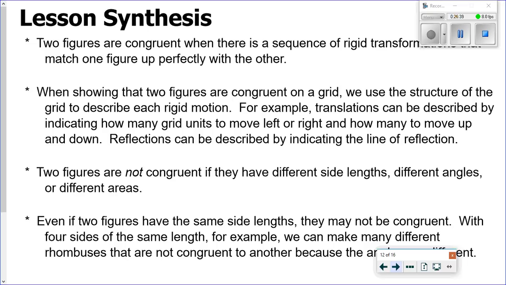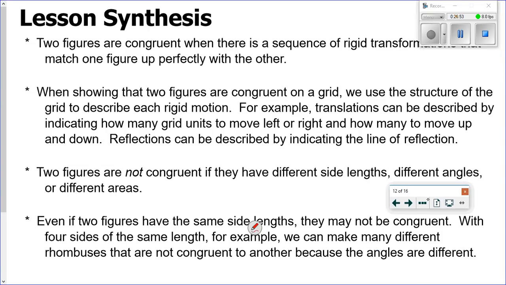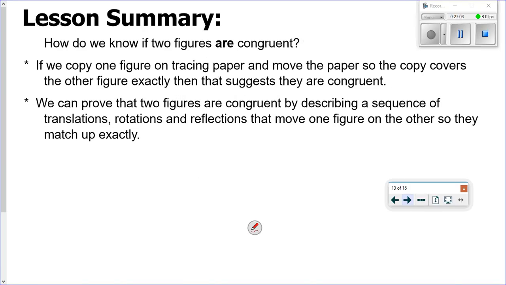2 figures are not congruent if they have different side lengths, different angles, or different areas. Even if 2 figures have the same side lengths, they may not be congruent. With 4 sides of the same length, for example, we can make many different rhombuses that are not congruent to one another because their angles are all different. How do we know if 2 figures are congruent? Well, if we copy one figure on tracing paper and move the paper so that the copy covers the other figure exactly, then that suggests that they are congruent.